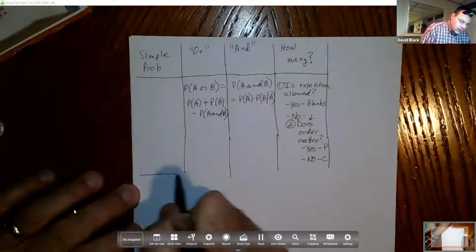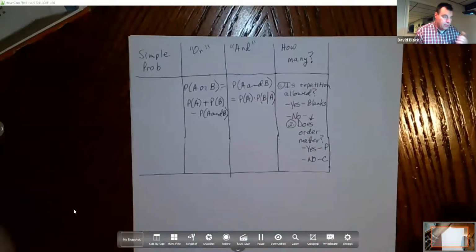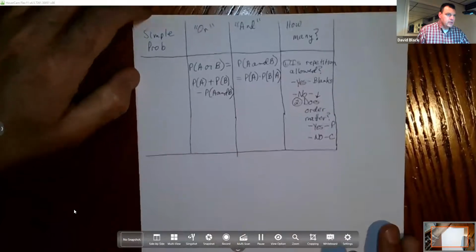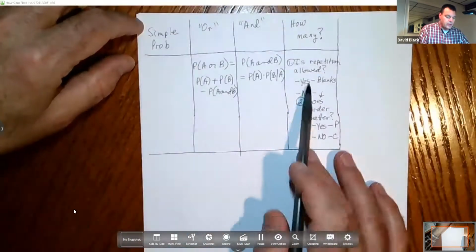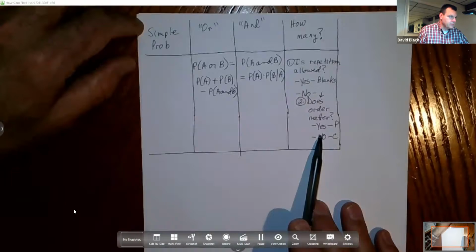Well, so really, we're just going to practice some problems. We're just going to see which one of these four types of problems we have, and then we'll apply the appropriate formula or the appropriate line of questioning.